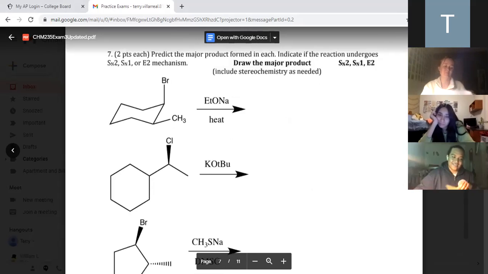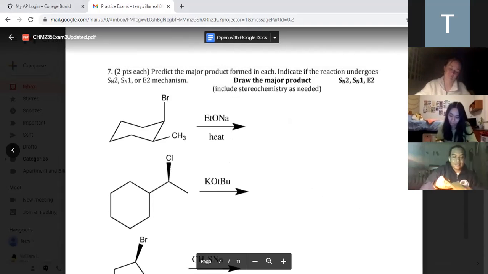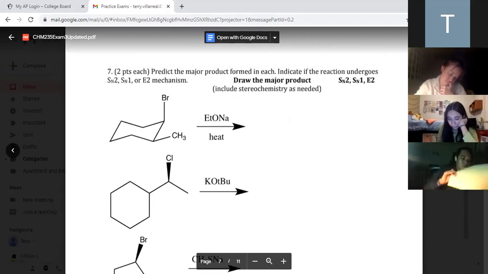Okay, predict the major product formed in each. Indicate if the reaction undergoes SN2, SN1, or E2. So for some reason, you don't have to worry about E1. So what is our product going to be? We have EtO-, sodium, and heat.